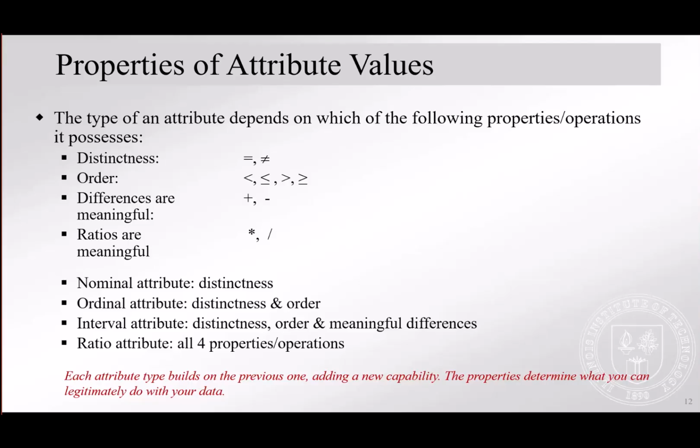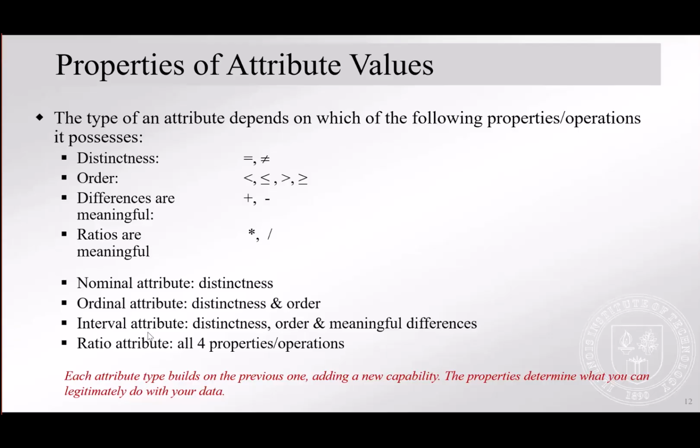And here's how these properties map to our four attribute types. A nominal attribute has only distinctness, okay? The two eye colors are equal or not equal, but you cannot order them or do math on them, right? An ordinal attribute has distinctness and order. So you can rank items, but you cannot say how much difference exists between ranks.